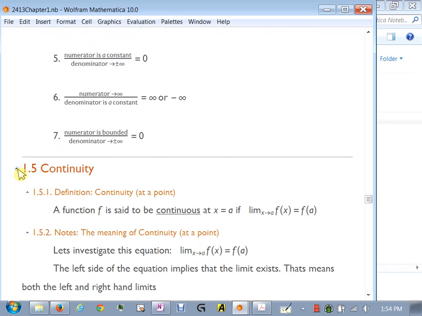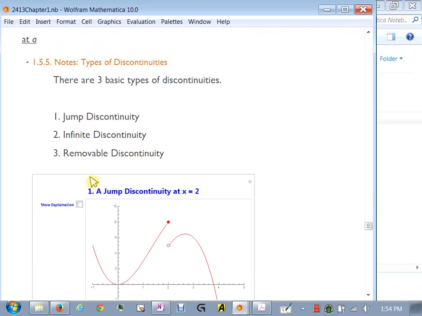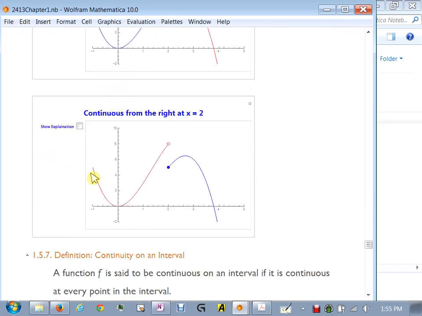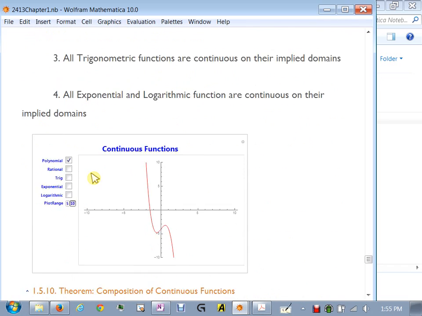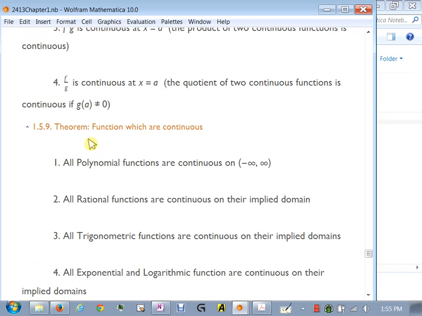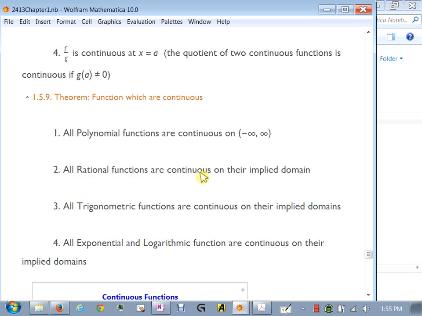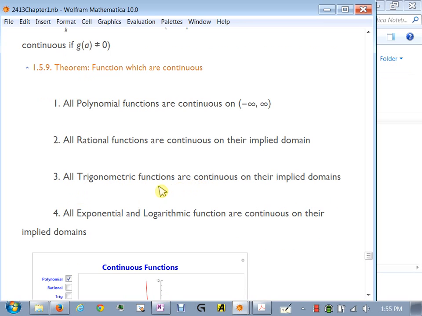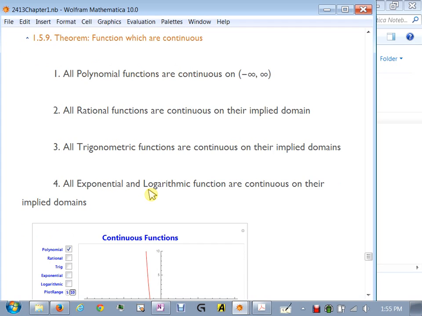Back in 1.5. There it is. Theorem 1.59. All polynomial functions are continuous on the entire number line. So since we're here, all rational functions are continuous on their implied domains. All trig functions are continuous on their implied domains. All exponential and log functions are continuous on their implied domains. So we'll keep that in mind as we proceed.